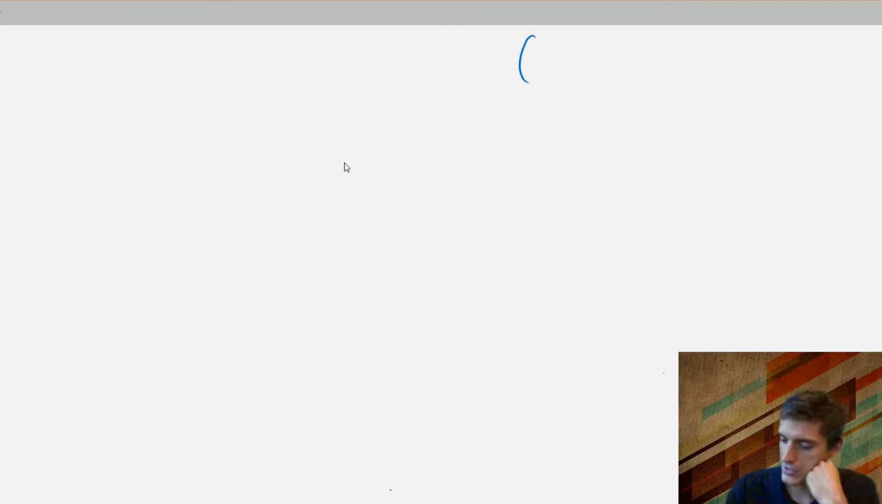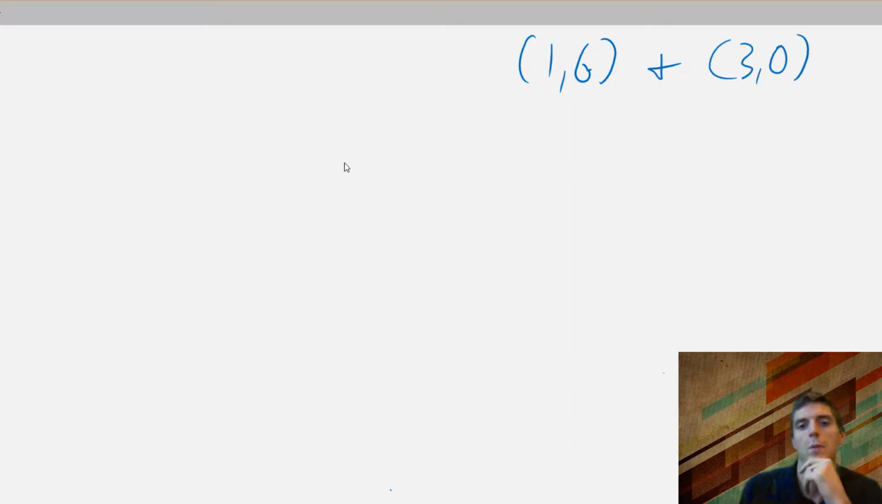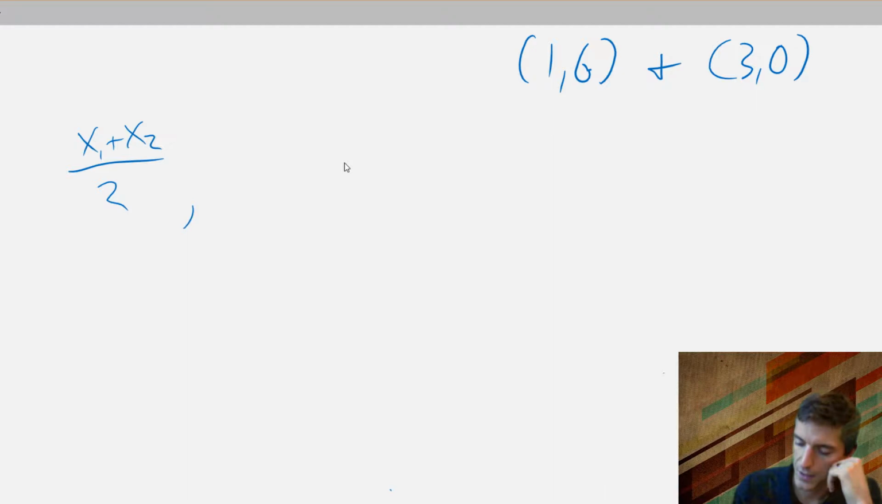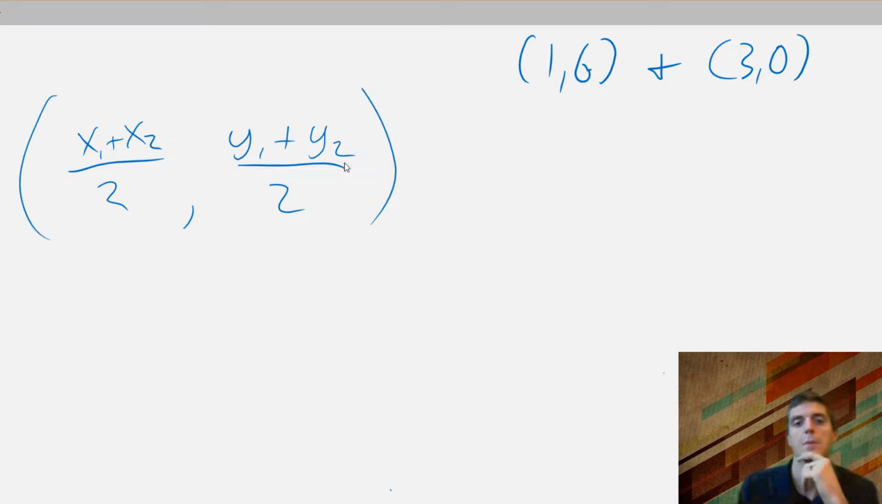So if I was just to give you the points 1, 6, and 3, 0, we should be able to calculate the midpoint between those two, and it should be 2, 3, which we already figured out. So here's the formula you may see: x1 plus x2 divided by 2, comma, y1 plus y2 divided by 2. That will give you the coordinates of your midpoint.